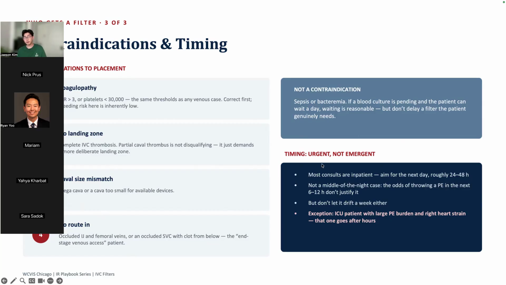And as for timing, this procedure isn't urgent, like not middle-of-the-night type of emergencies, but most of these patients are already admitted, and the goal is usually to get it within the next day or two. That's because they're very unlikely to throw a clot in the next few hours, so you don't need to rush in overnight, but you also don't want it to drag on for over a week. The one exception is an ICU patient with a large PE who's already unstable. In that case, you might want to come in after hours to place a filter.